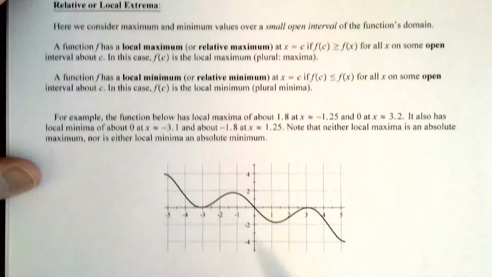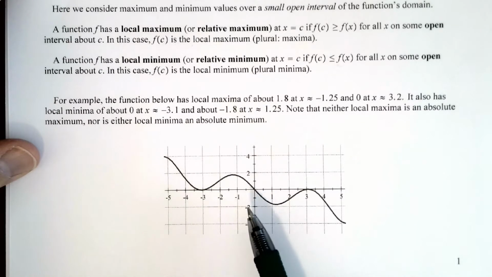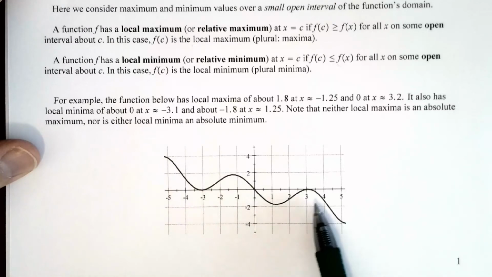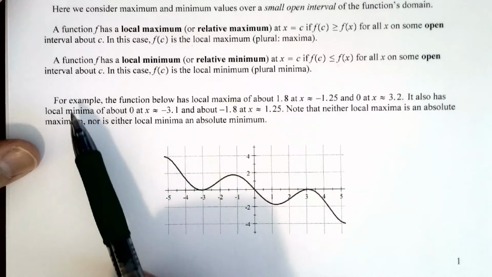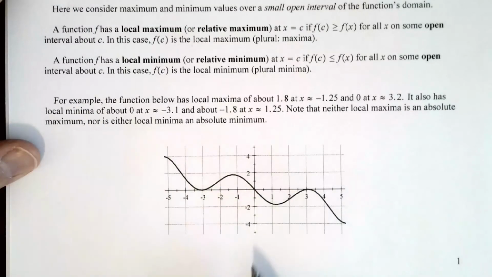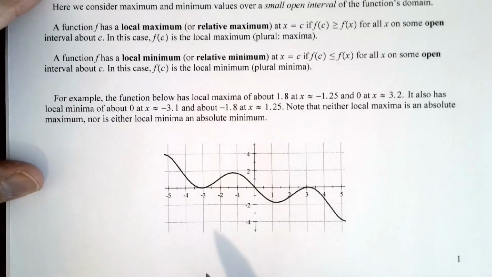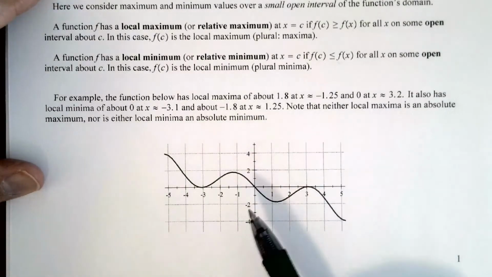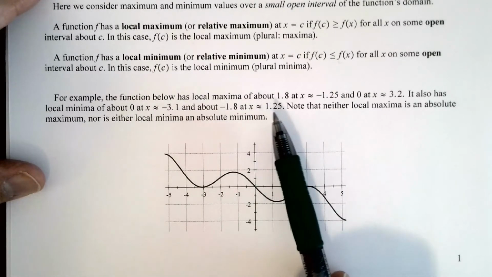So here's an example of what we're talking about. Here's a function, and assuming this continues in this pattern, it is going to continue to go down as we move to the right. As we go to the left, it's moving up. So the range seems to be all real numbers, so we'd say there's no maximum or minimum. But it does actually have many local maxima and minima.